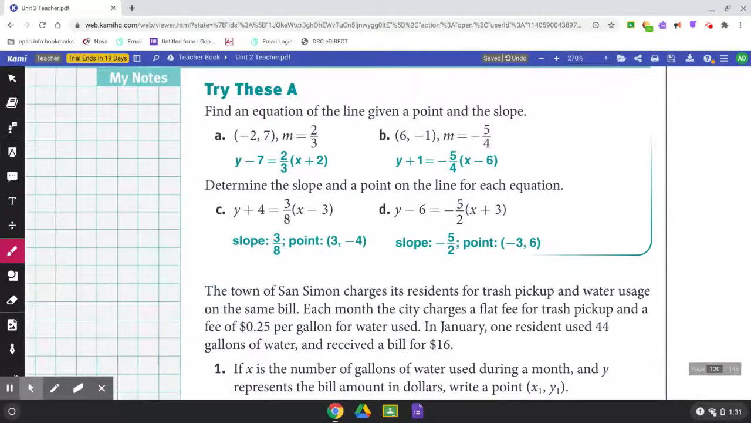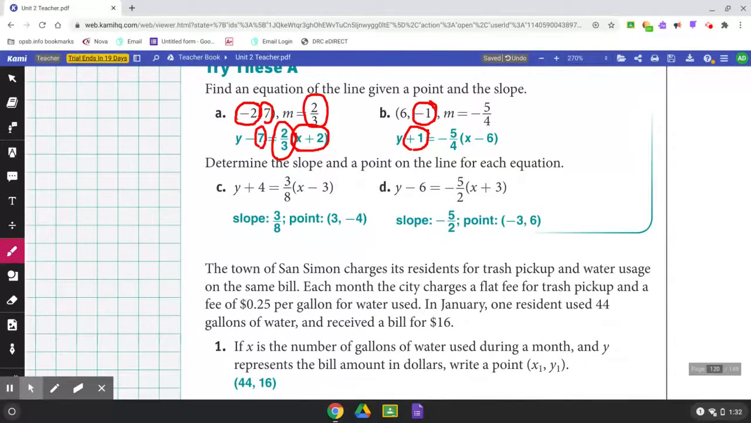Try these. Find an equation of the line given a point and the slope. So again, you're given the x1. Now, remember, if you have x minus negative, it's going to change to x plus. So this is x minus -2, so I'm going to change it to x plus. Substitute in 7 for y minus, so this remains y minus 7, and then 2/3 for your m. If your y is negative, then this is going to be y minus -1, which is going to change to plus 1 because minus a negative is positive. And then -5/4 for your slope and -6 for your x minus 6 in parentheses.